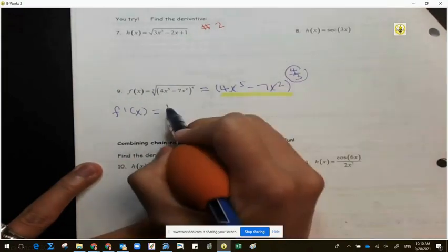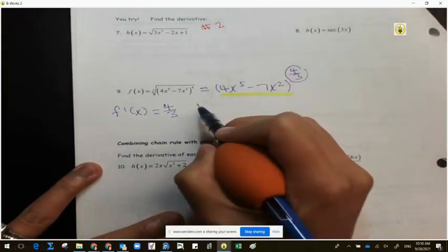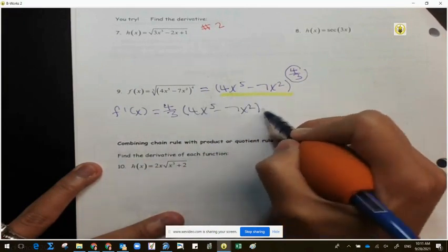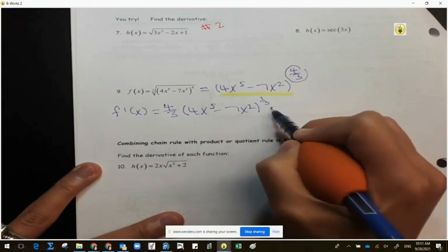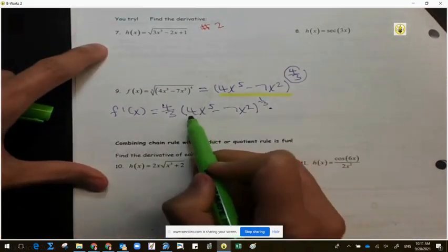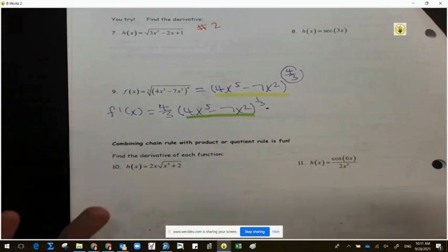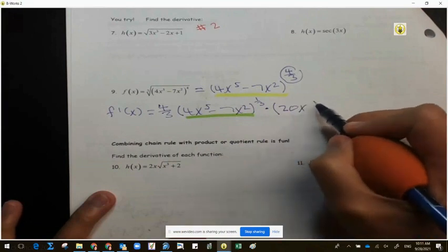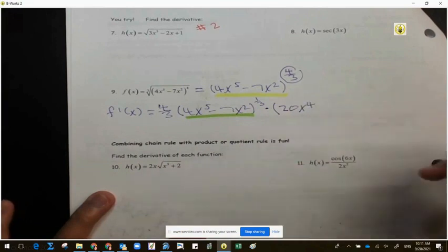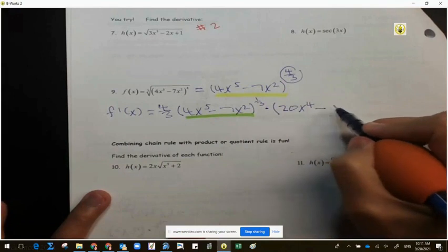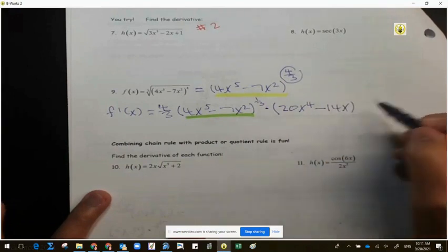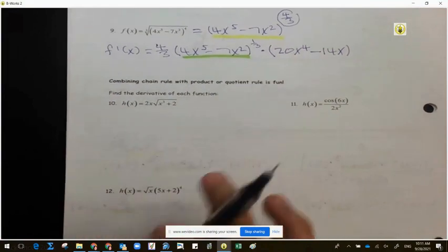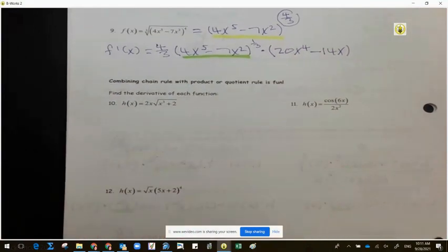So what do I do with this guy right here? Bring it to the front. Keep the inside. Minus 7x squared. 1 less than that is 1/3. And then we're going to multiply it by the derivative of the value that we didn't mess with. What is the derivative of 4x to the power of 5? 20x to the 4th. And then derivative of negative 7x squared. Very good. And that's it. Should be getting better and better.